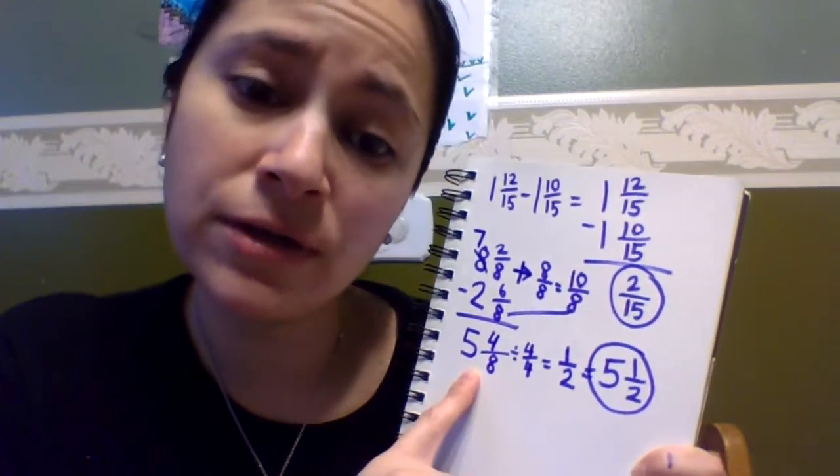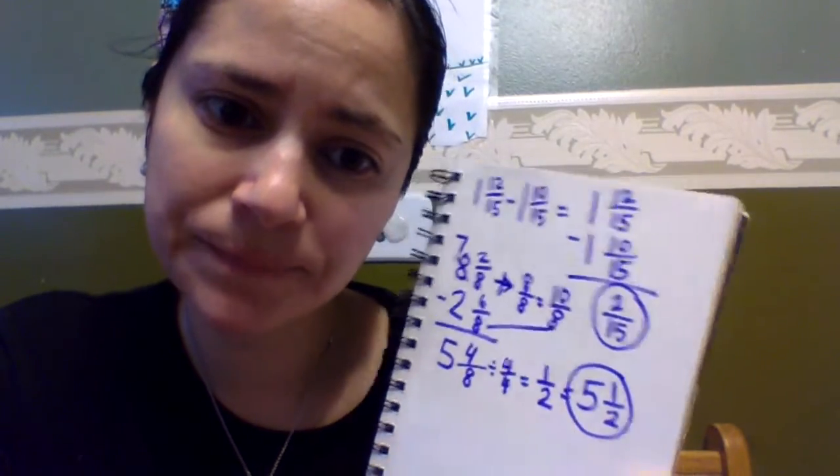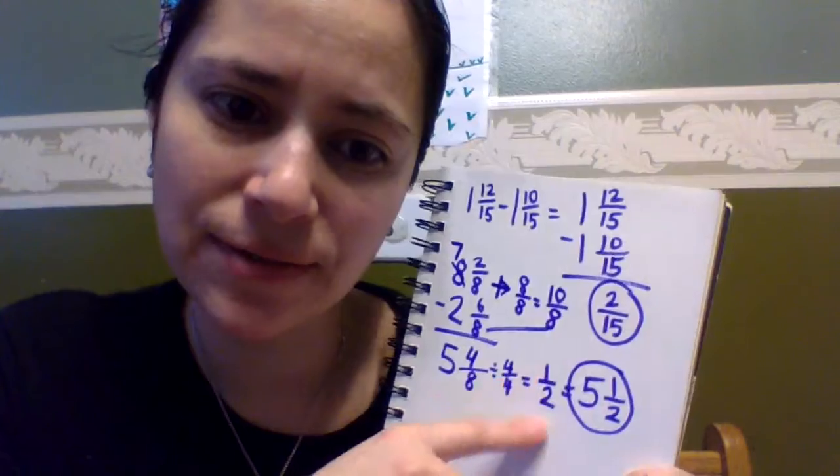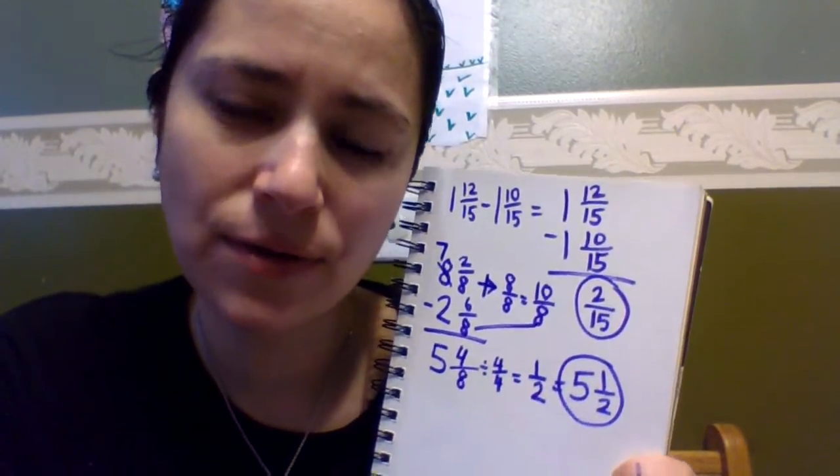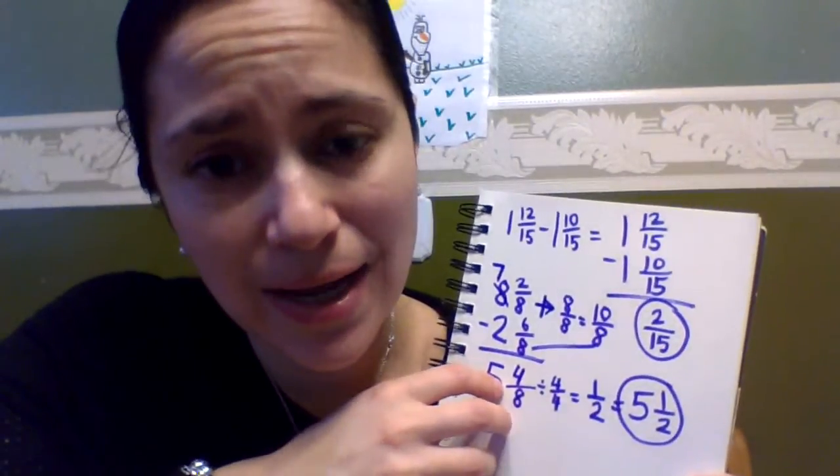And then what you've been learning, simplify. Got it? So we simplified it to 1/2. My answer is 5 1/2. So this is what you're going to practice today, subtracting mixed numbers. And that's the lesson.